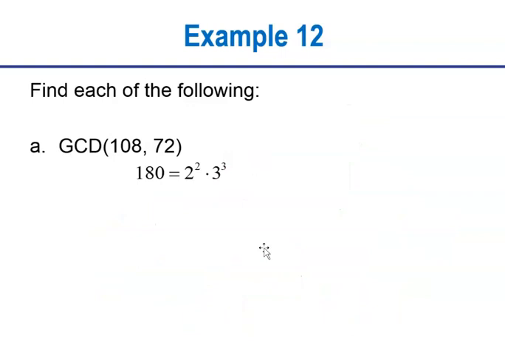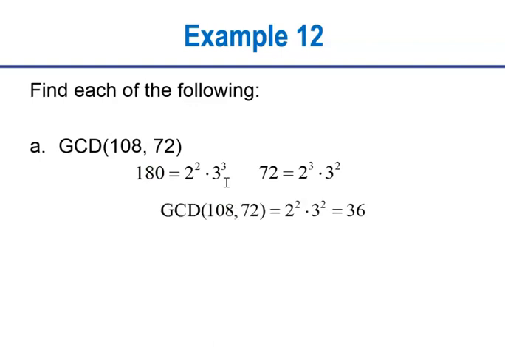Again, 180, that should read 108. So just now I'm noticing the error here. So 108 is 2 squared, which is 4, times 3 to the third, which is 27. 4 times 27 is 108. 72 is 2 to the third times 3 squared. That's what we got. And then the greatest common divisor of 108 and 72, again, this should read 108, there was a typo, is 2 squared times 3 squared.